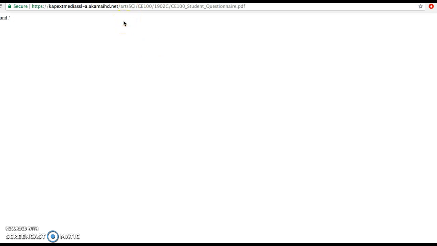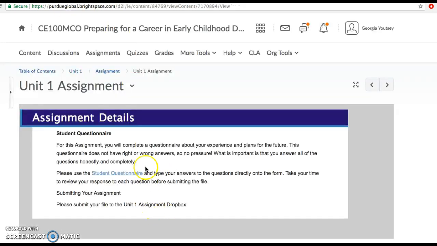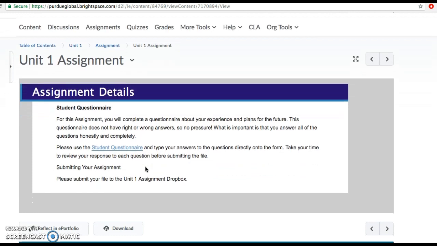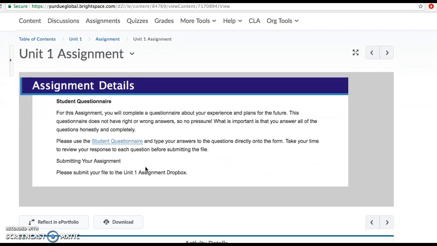It's currently showing file not found. I believe it's because the course has not officially run yet. It is scheduled to officially run in 1902 C track, so on start of the course, it should be file found. It will be a PDF. It will not be a link. So that is one of the biggest changes, that it is a PDF file. Once they do complete the questionnaire, they will submit the PDF file to the Unit 1 Dropbox.